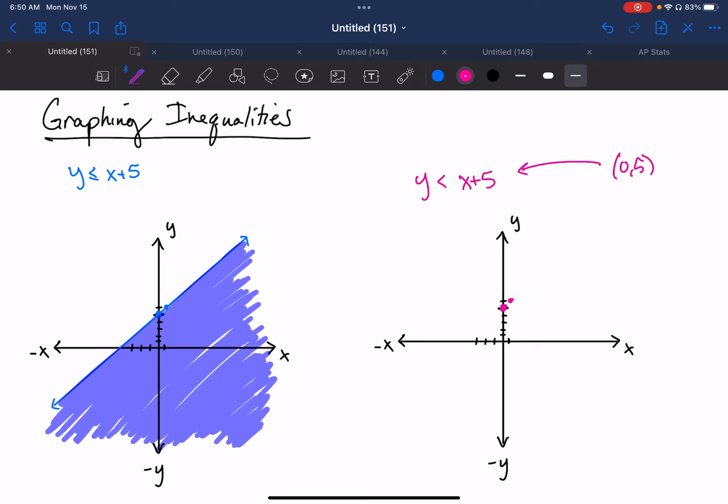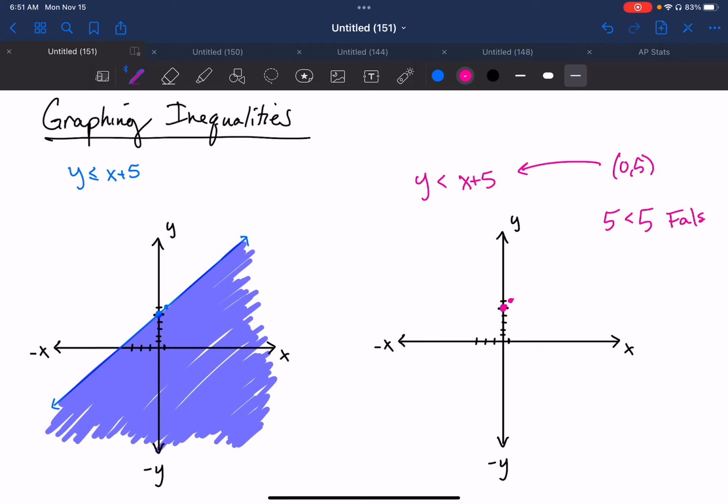Let's see. Is 5 less than 0 plus 5? Is 5 less than 5? Maybe ask yourself this. Are you less than yourself? Hopefully your answer is no, you're not. You are in fact equal to yourself. So this is not a true statement.